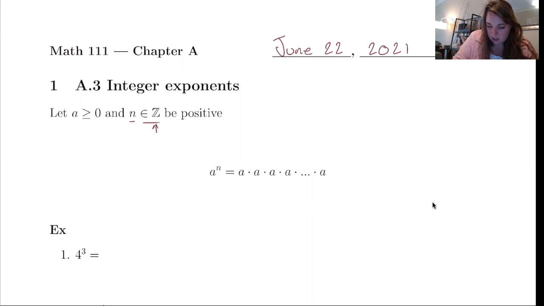That double bar Z is the set of all integers. What's an integer?